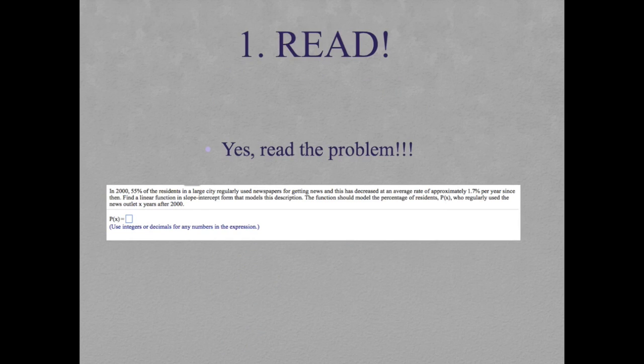Step 1, read. Okay, guys, read the problem. Most of you click next exercise, a word problem pops up, and your hand goes straight up in the air. Okay? Don't freak out. Read the problem slowly. Don't just read it to say you read it. Read the problem slowly and really think about the questions that it's asking.